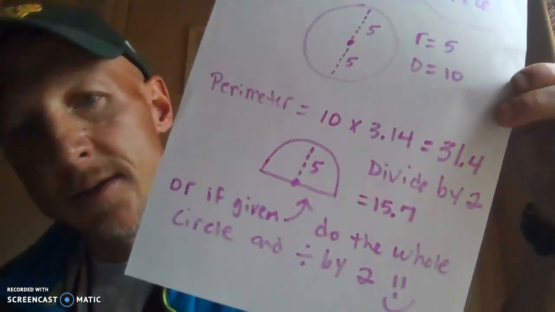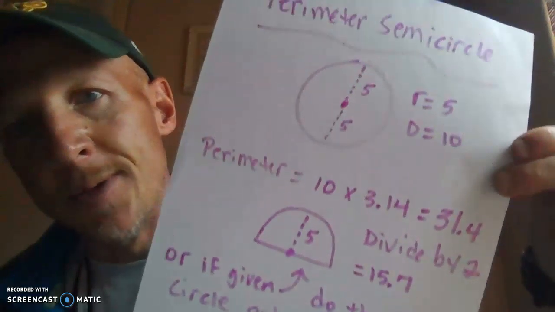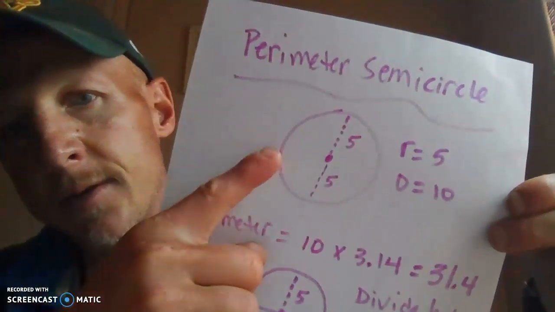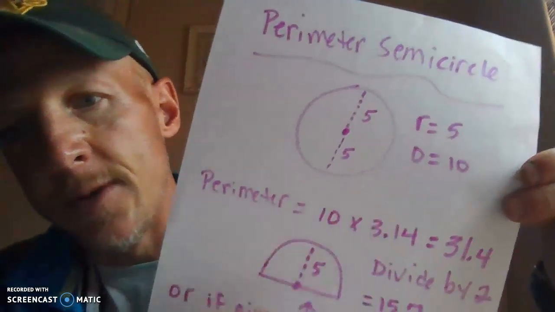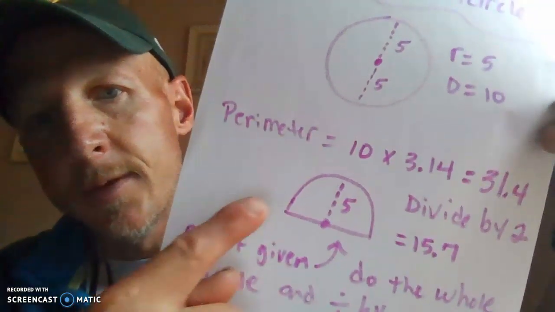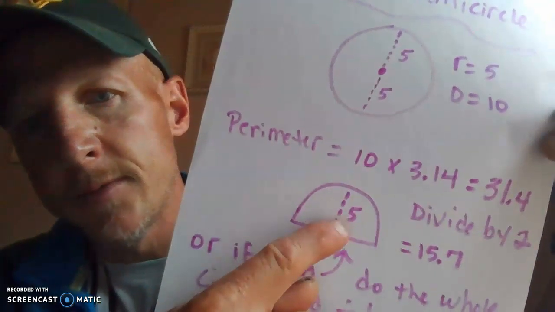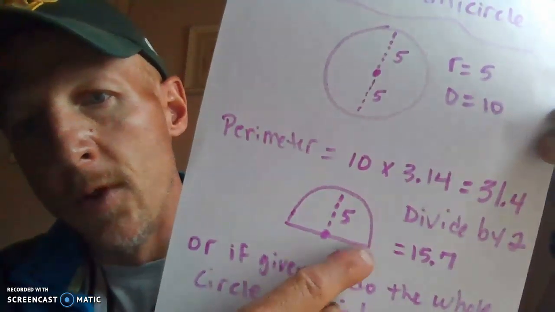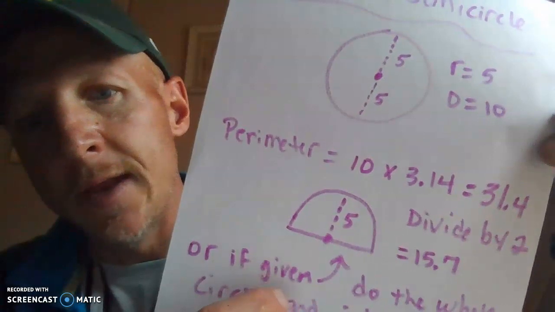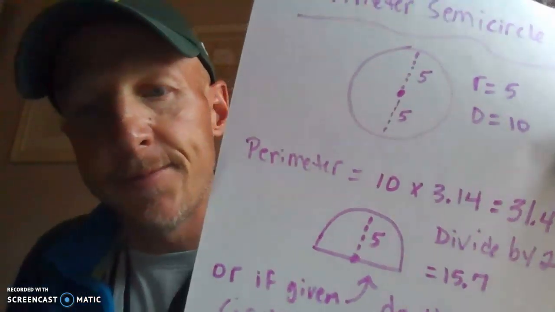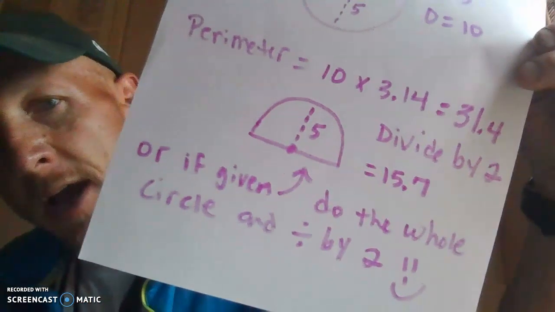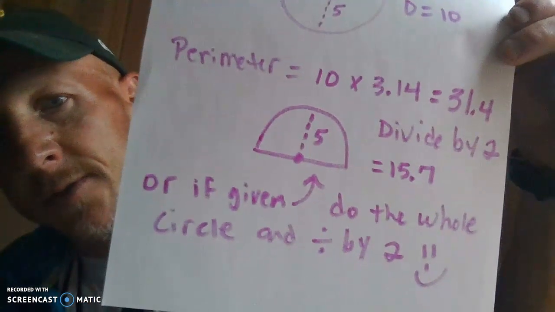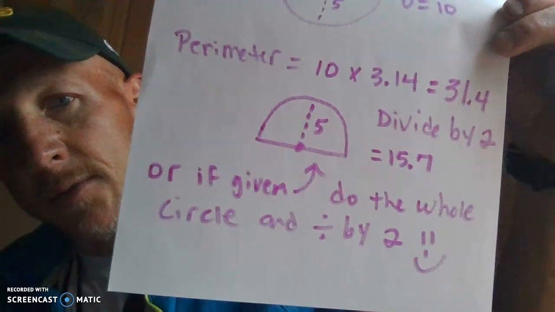If I am given the semicircle, I'm going to apply 10, or diameter, times 3.14, because I'm assuming that I'm going to use the whole amount to help me, and I'm going to split that in half. Okay? So just like with area, we're going to find the whole amount and divide it by 2.